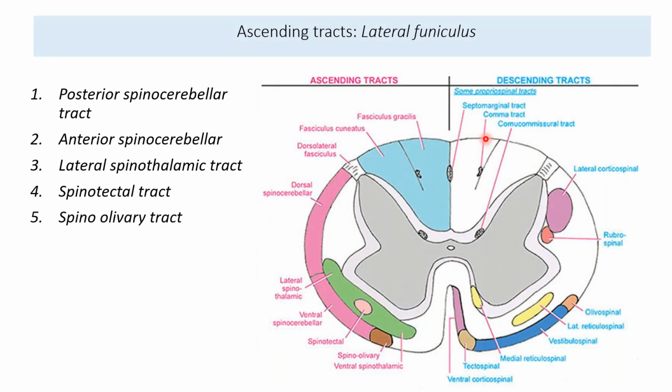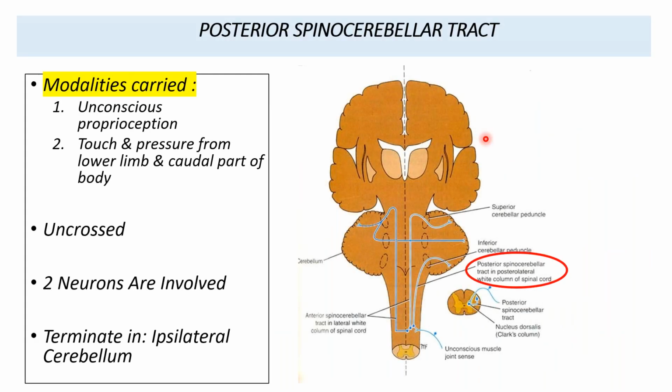Now the rest of the tracts which are there in the lateral funiculus, we have already seen the position of these tracts. Now let us do the posterior spinocerebellar tract first, followed by the spinothalamic tract. For the posterior spinocerebellar tract, we'll always start with the modalities first. So unconscious proprioception. This is an uncrossed fiber, the only sensory tract which is uncrossed. In the previous tract we had seen 3 neurons involved, but here only 2 neurons are involved, and they terminate in the ipsilateral cerebellum.